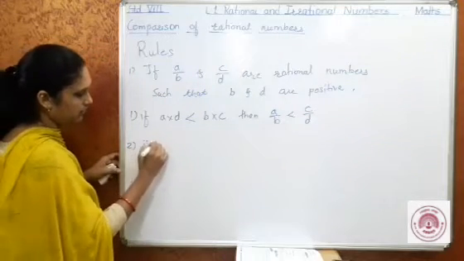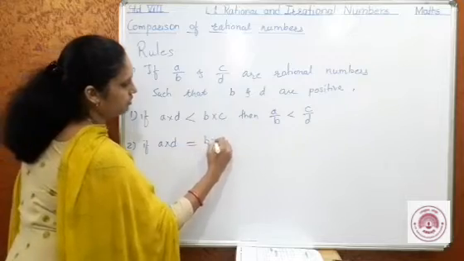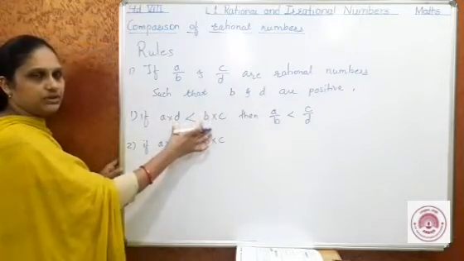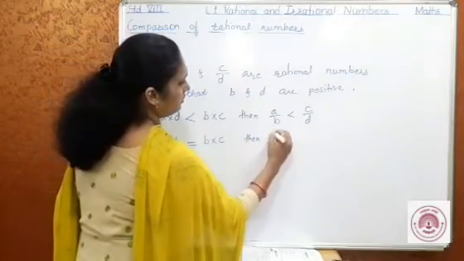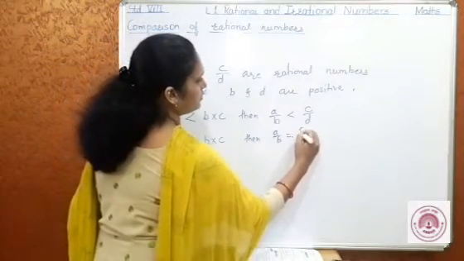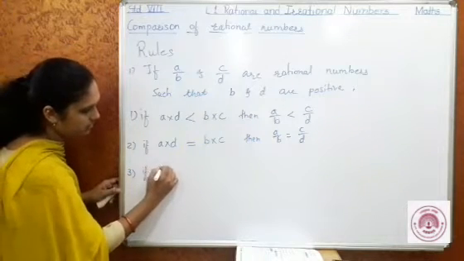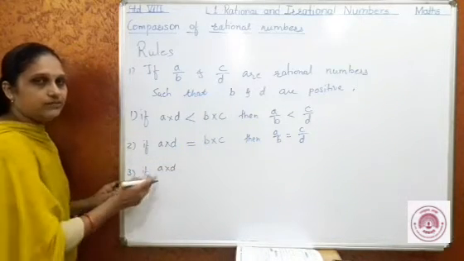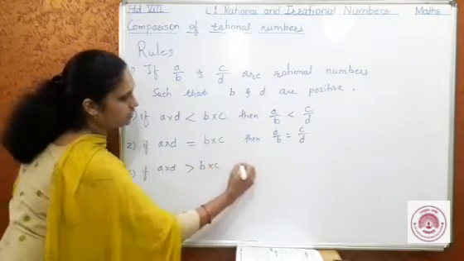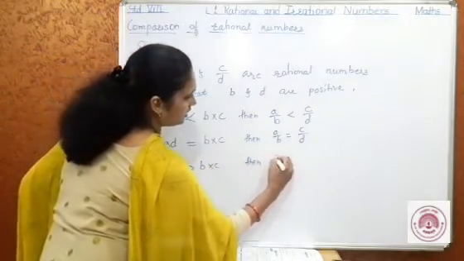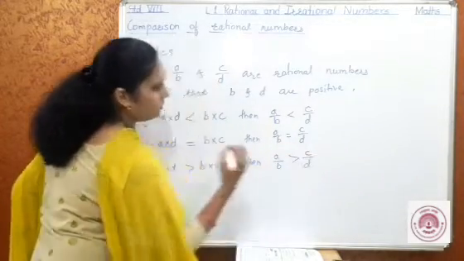Second rule, if A into D is equal to B into C, if we get equal multiplication, then we'll say A upon B equal to C upon D. Third rule, now you can easily tell me, that is, if A into D is greater than B into C, then we can say A upon B is greater than C upon D.